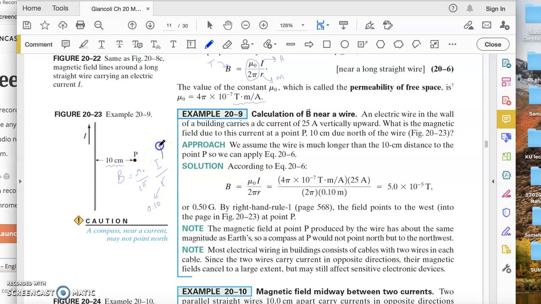0.1 meter. So what is the current? The current he mentioned is 25 amperes. So you plug in the numbers and the unit is in Tesla. All right? We don't want the thing in Gauss.